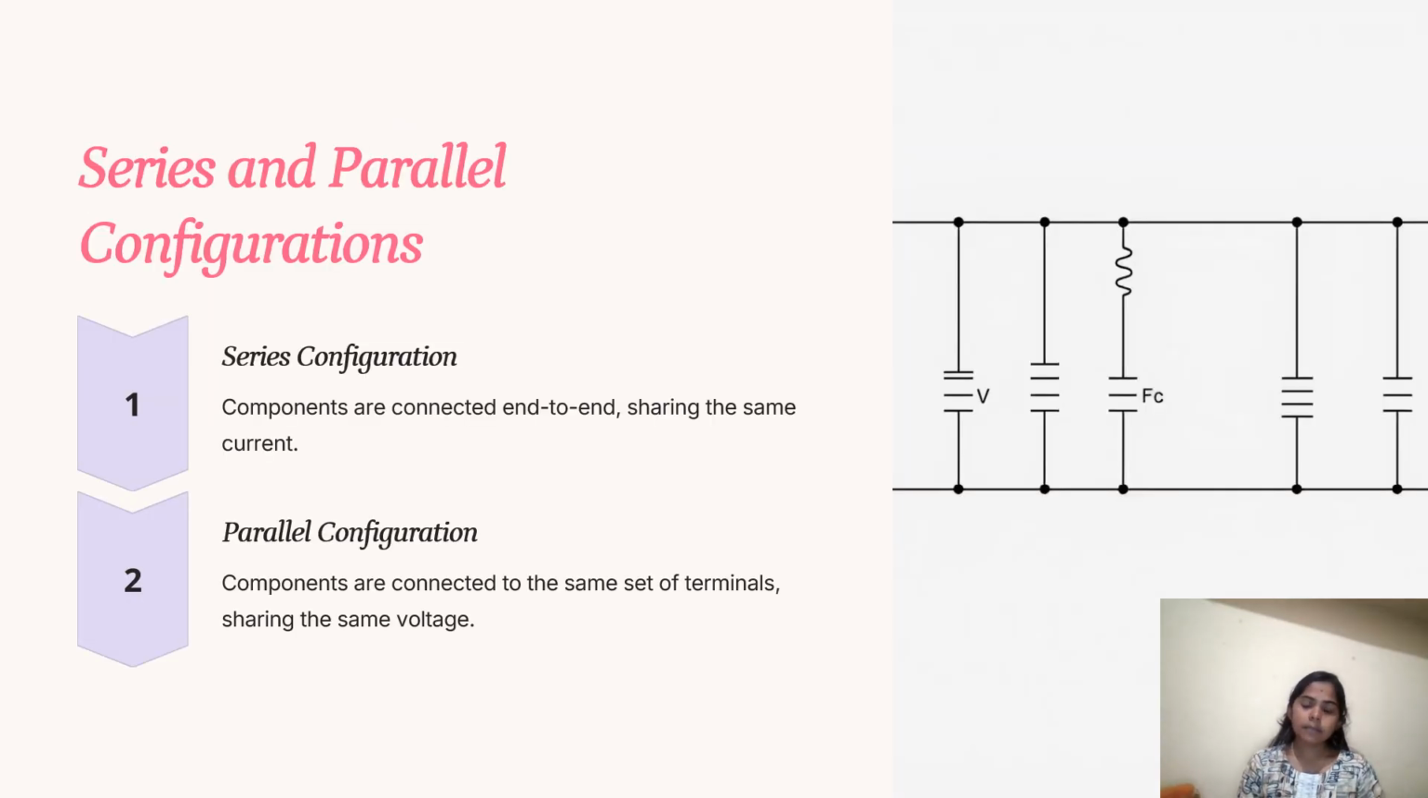Let's see series and parallel configuration. In series configuration, components are connected end-to-end, sharing the same current. In parallel configuration, components are connected to the same set of terminals, sharing the same voltage.